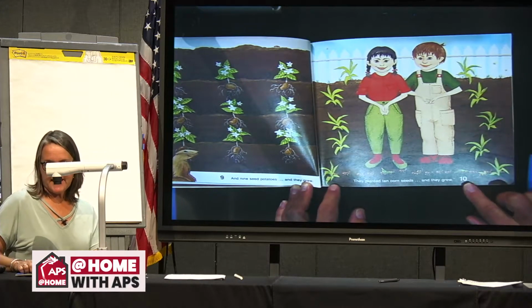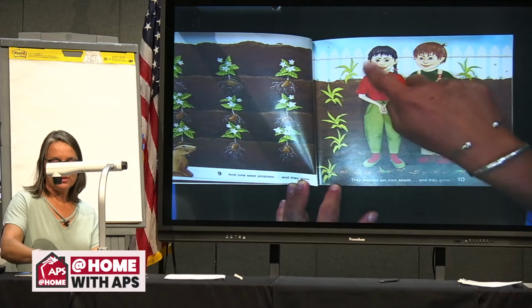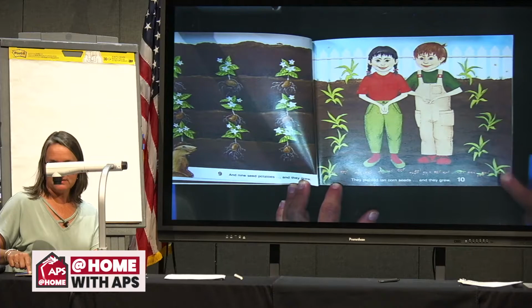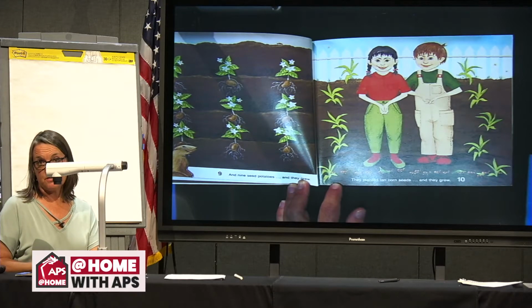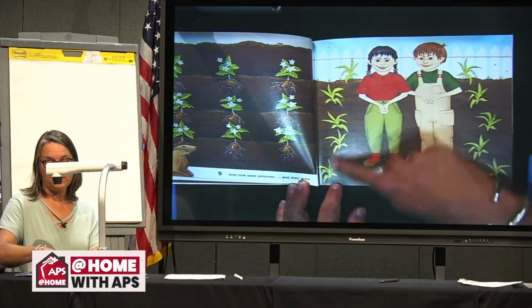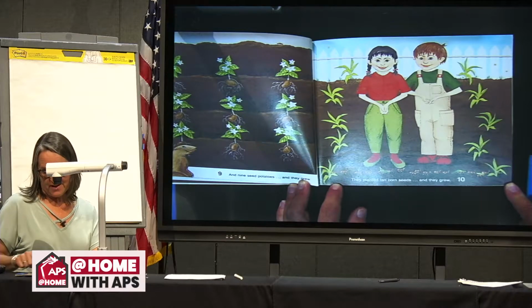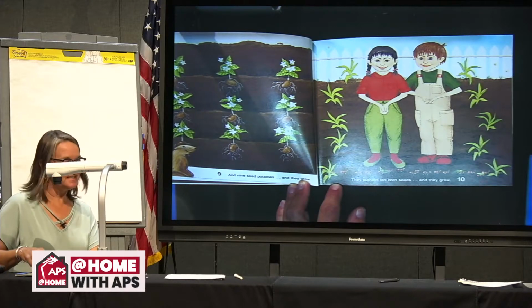They planted 10 corn seeds, and they grew. The corns are in even rows. So how many do you guess is in each row? 1, 2, 3, 4, 5. So how many here? Also 5. 5 and 5 gives us 10.